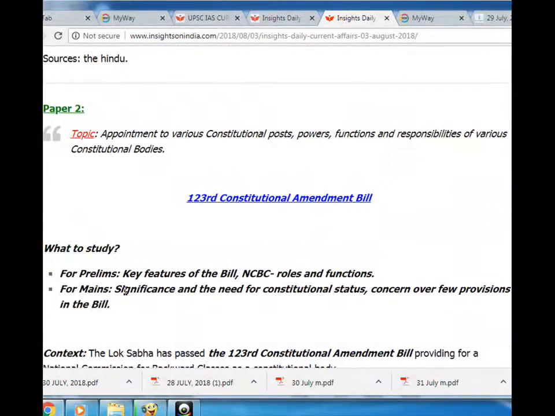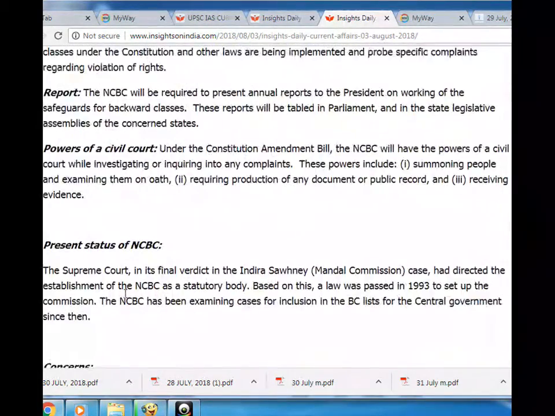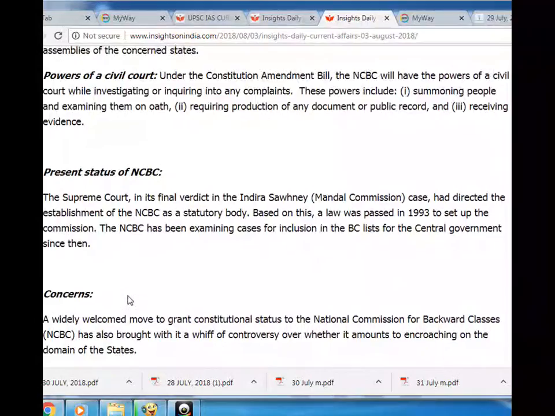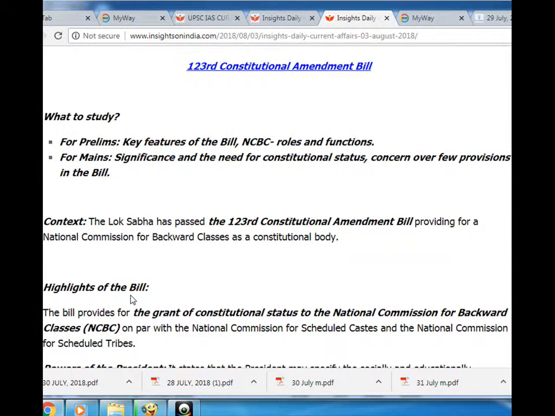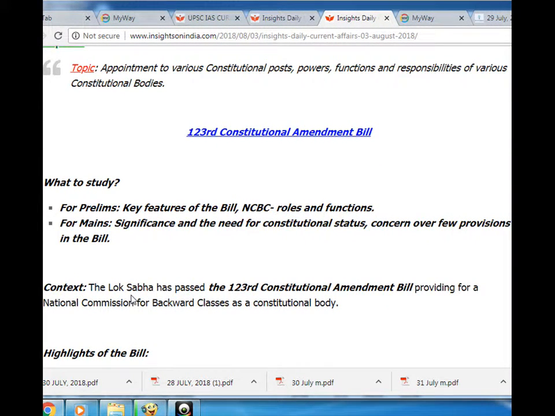Sources: The Hindu. Paper 2. Topic: Appointment to various constitutional posts. Powers, functions and responsibilities of various constitutional bodies. 123rd Constitutional Amendment Bill. What to study? For prelims, key features of the bill, NCBC, roles and functions. For mains, significance and the need for constitutional status, concerns.